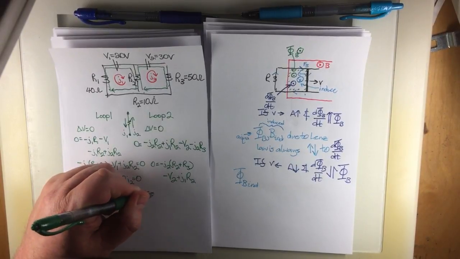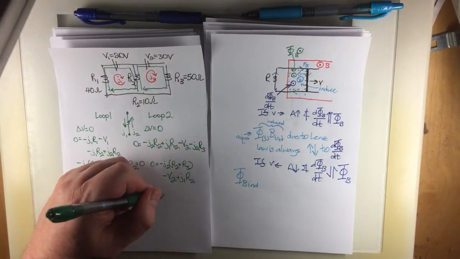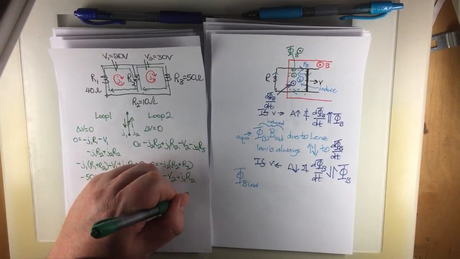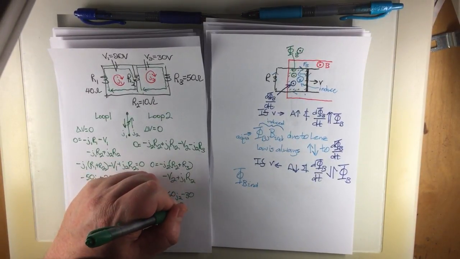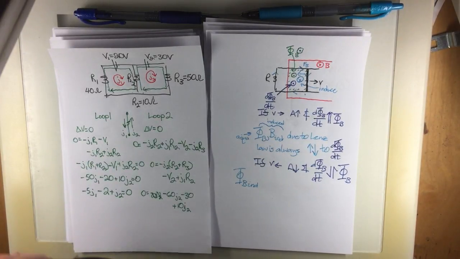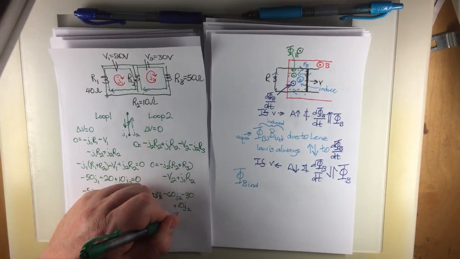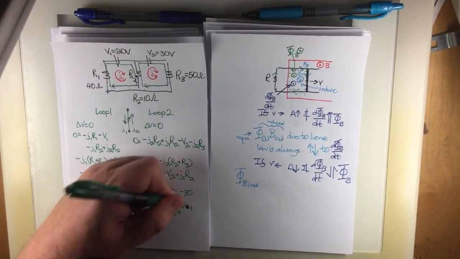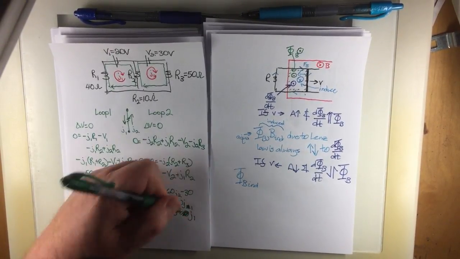So 0 equals minus J2 (R2 plus R3), 10 plus 50, so minus 60 J2, minus 30, plus 10 J1. Common factor again is 10, so 0 equals minus 6 J2 minus 3 plus J1.